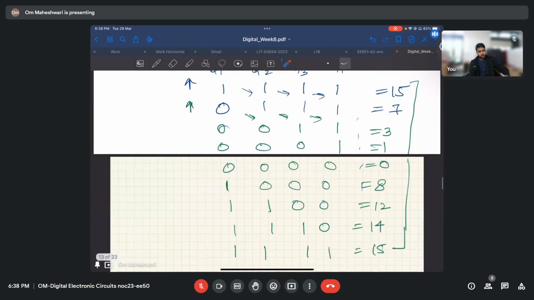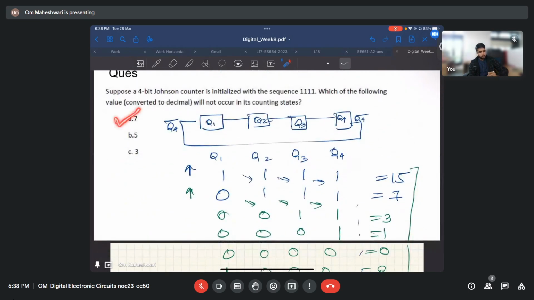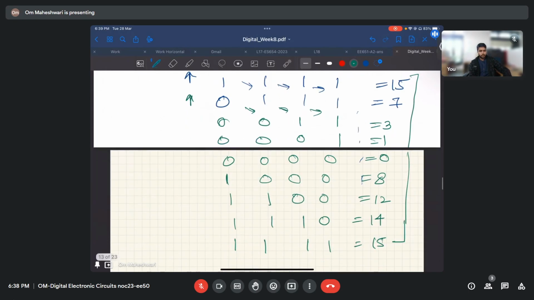So the numbers that are covered are 15, 7, 3, 1, 0, 8, 12, and 14. If we see which numbers are covered, 7 is covered, 3 is covered, but 5 is not covered, right? So the answer is 5. 5 will not occur in the context states. Okay, let us see the next question now.